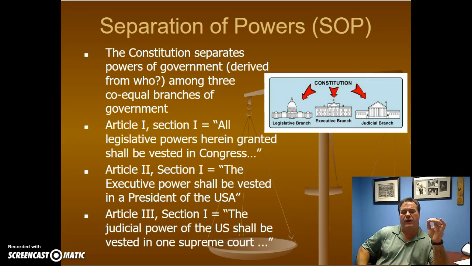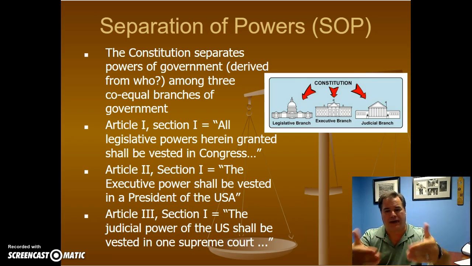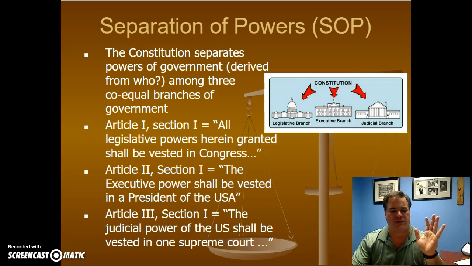You guys remember when I told you that every government, whether it's a dictatorship or a democracy, has three branches of government: the legislative, judicial, and executive powers. This is an incredibly important idea. This is how our system separates them. Okay, it's written into the Constitution.